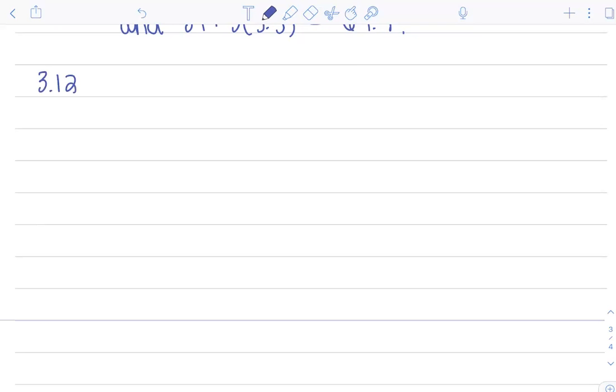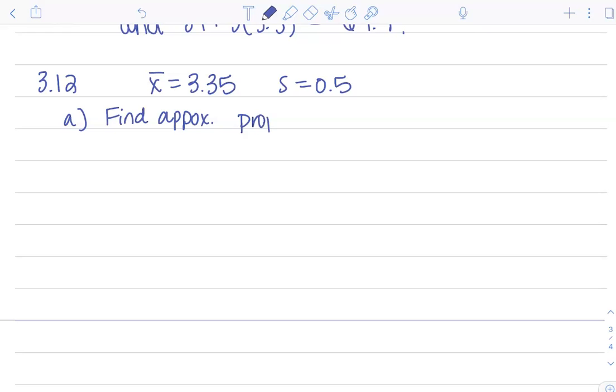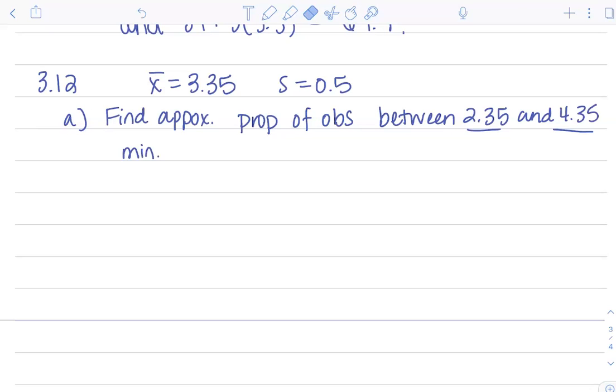And so here, this is looking at a random sample of songs produced by classic rock bands to look at the time of them. So the average length of these songs was 3.35 minutes with a standard deviation of 0.5. And so if we wanted to know the approximate proportion of observations between 2.35 and 4.35 minutes, we need to know how many standard deviations this is.